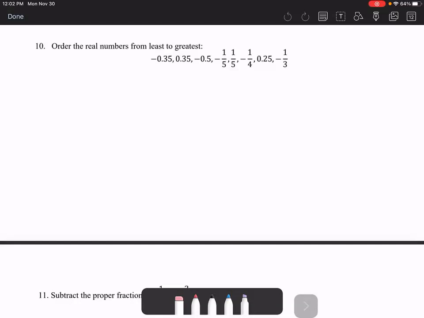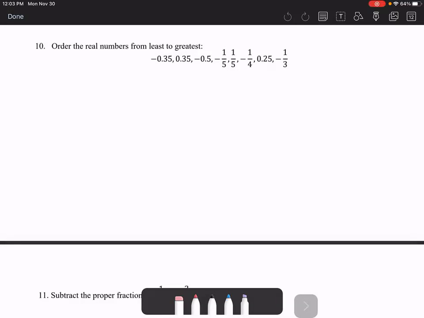Okay, so number 10 talks about ordering real numbers from least to greatest. We've had questions, I think on exam 2, that talked about ordering fractions from least to greatest. For questions where we order fractions, I've typically told you to use benchmarks or a number line or converting things to a common denominator. But with ordering real numbers, we have to use some different strategies.